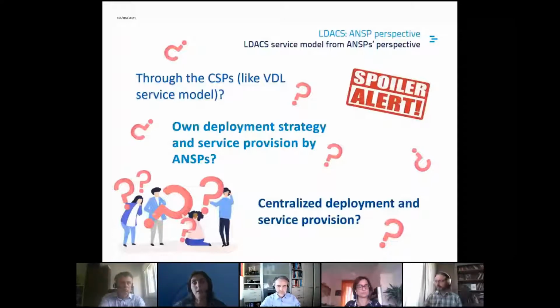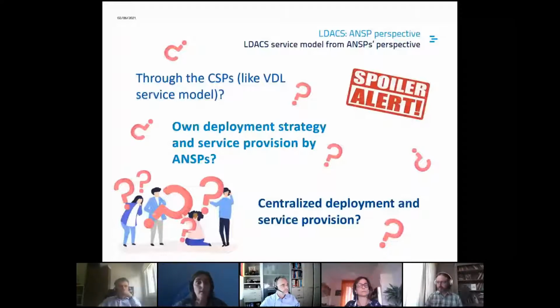We can think about three possibilities for the deployment. One of them would be to follow the VDL deployment model. In this case, it would be the CSP who will lead the deployment of LDACS in Europe. The CSP could take advantage of the experience and of the extensive VDL network that they have already deployed. And we can think that LDACS could reuse these sites.